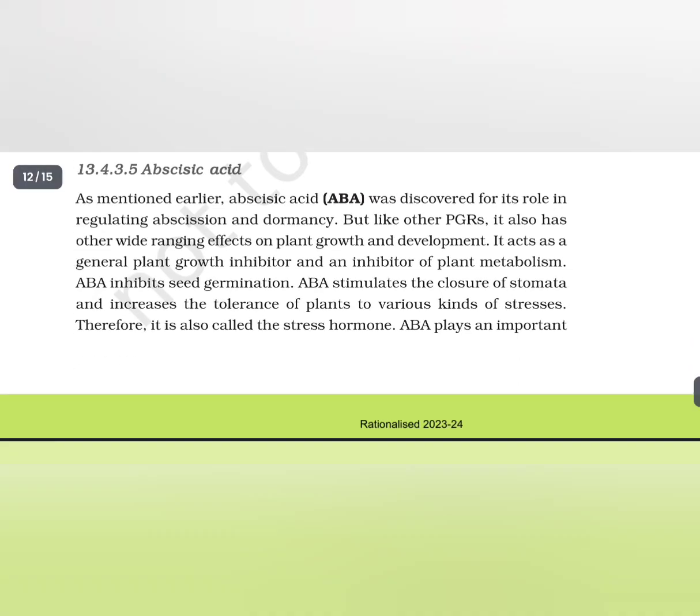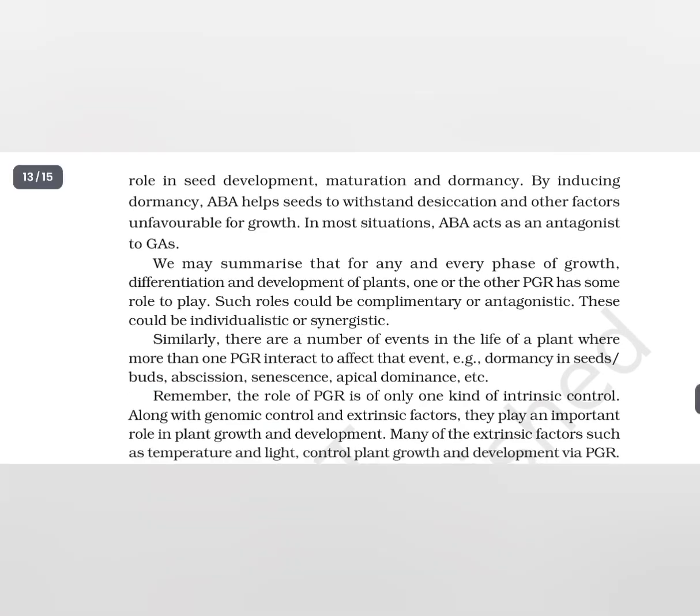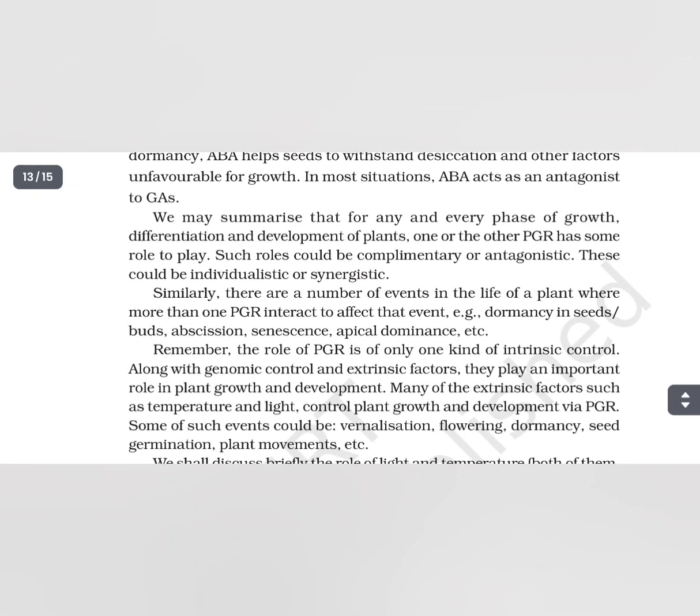ABA plays an important role in seed development, maturation, and dormancy. By inducing dormancy, ABA helps seeds to withstand desiccation and other factors unfavorable for growth. In most situations, ABA acts as an antagonist to GAs. We may summarize that for any and every phase of growth, differentiation and development of plants, one or the other PGR has some role to play.